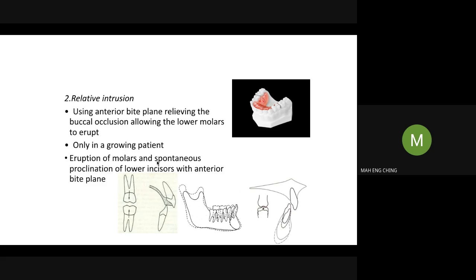So, eruption of the molar and spontaneous proclination of the lower incisor with the anterior bite plane. This anterior bite plane not only separates the upper and lower incisor, it also causes proclination. Imagine you have a block of plastic just biting on the incisor edge, it will push the lower incisor forward a little bit. So it causes proclination of the lower incisor. This picture also summarizes it: you see over-eruption of the molar and proclination of the lower incisor. This can be done by removable braces or appliance.